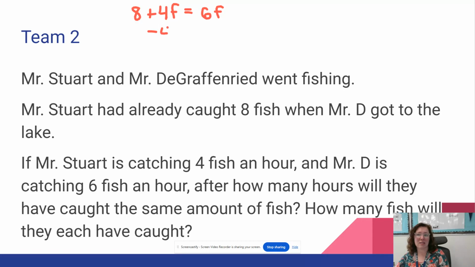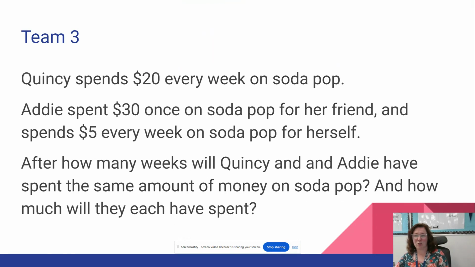F on both sides, so we can subtract. And now we have 8 equals 2F, divide by 2 on both sides. And they have to fish for 4 hours to have the same amount of fish. And then we can just plug it in, 6 times 4, or 8 plus 4 times 4. Either one works. Okay, group 3.